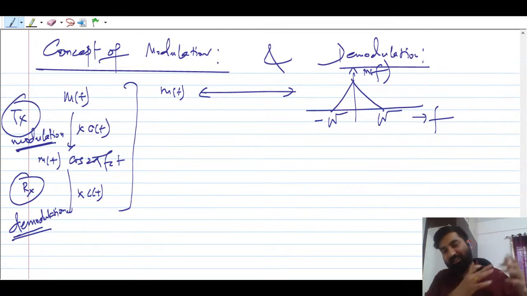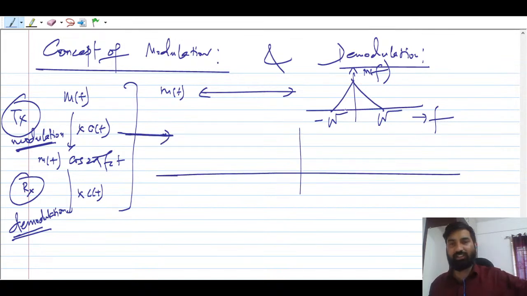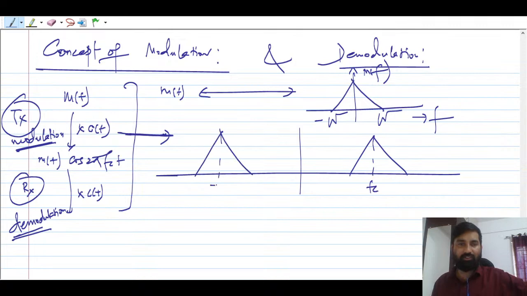Modulation is nothing but translating your message signal to a high frequency. That is what modulation is. So M(t) has this kind of spectrum. Since you are multiplying in the time domain, what is the effect in the frequency domain? There is a translation, right? The entire spectrum is going to be shifted here. You can say FC here and minus FC.